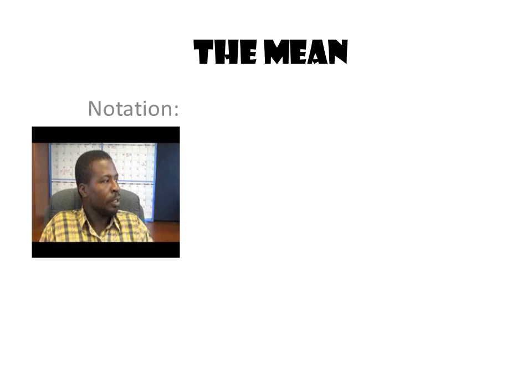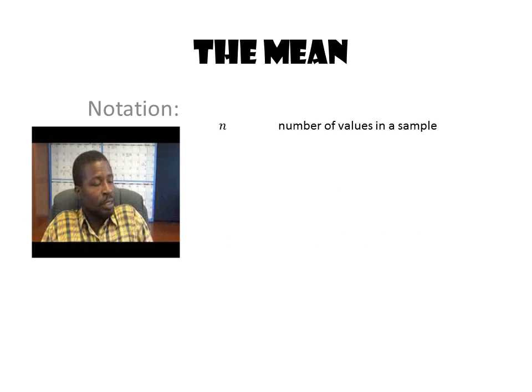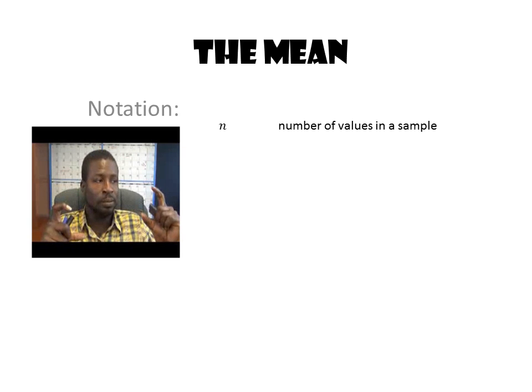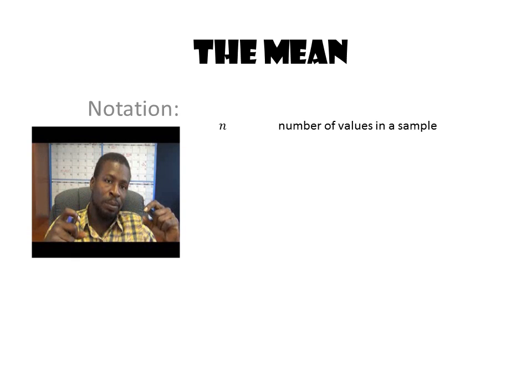The first notational thing that we have to look at is lowercase n. Lowercase n is the number of values in a sample. So when you get your data set, depending on whether that data set represents a sample or a population, you may be using either this lowercase n or the next one, notationally, that we're going to look at, uppercase N. But if your data set is representative of a sample, then we use lowercase n, and that's going to be the number of actual data values in the sample or in that set.